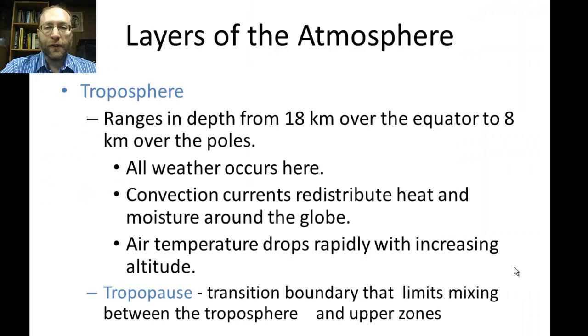So to be more specific of the different layers, for the troposphere, it ranges from a depth of 18 kilometers over the equator to 8 kilometers over the poles. And you need to know that that's where all weather occurs. There is no weather in the other layers. And the convection currents in the troposphere redistribute the heat and moisture around the globe. And also that air temperature drops with increasing altitude. And that the tropopause is the transition boundary, and it limits the mixing between the troposphere and the stratosphere.